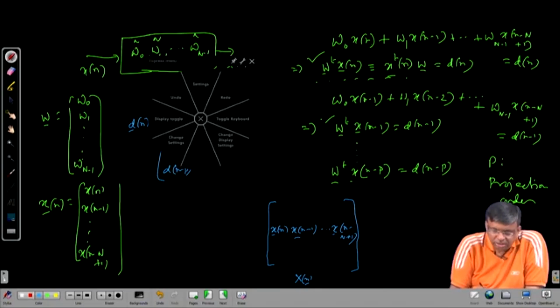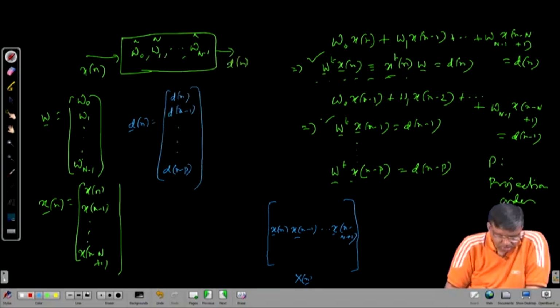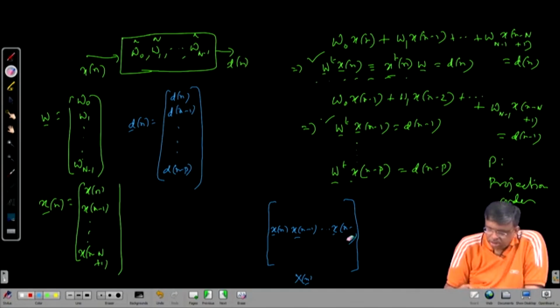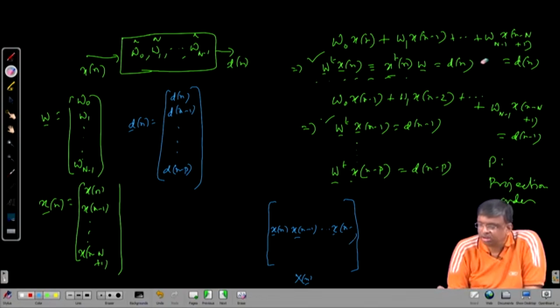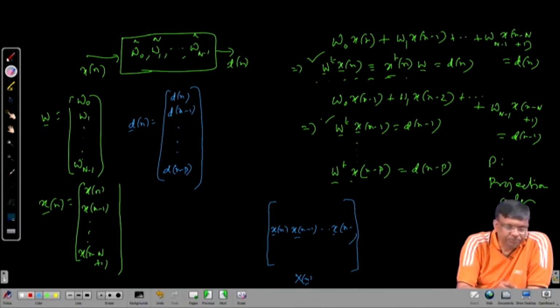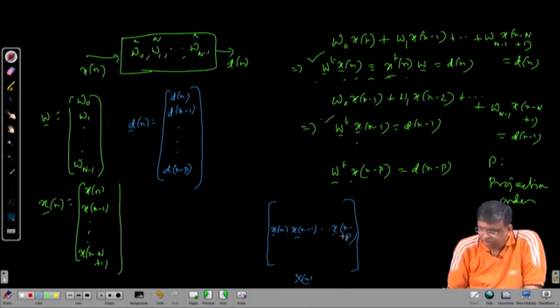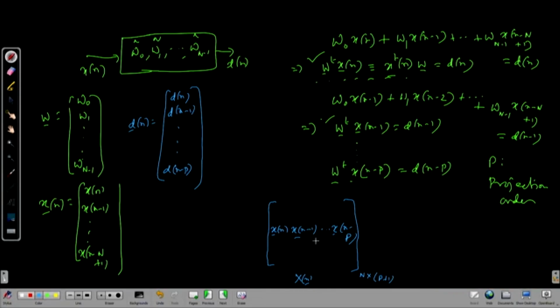Sorry, I made a mistake here. This should not be this. Every x n vector is of length capital N, but how many do I have? I have x of n here, x of n minus 1 here, x of n minus 2, they are the columns. So, last is x n minus p. All right, this is my x n matrix. So, this is N cross p plus 1, n minus 0, n minus 1 up to n minus p. So, total p plus 1 columns, this is a matrix.